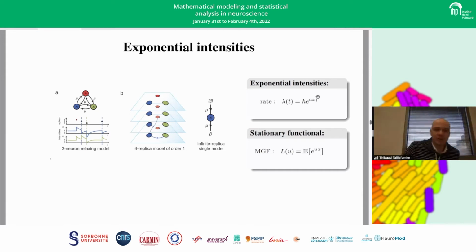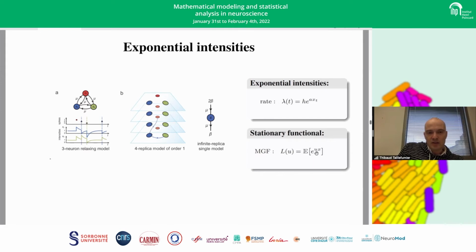And so you can think basically of this x variable as a proxy for membrane voltage. And so now the quantity of interest that we're going to look at is the moment generating function of x, okay? So now you have a nonlinear model. So things are going to be a little bit more complicated.